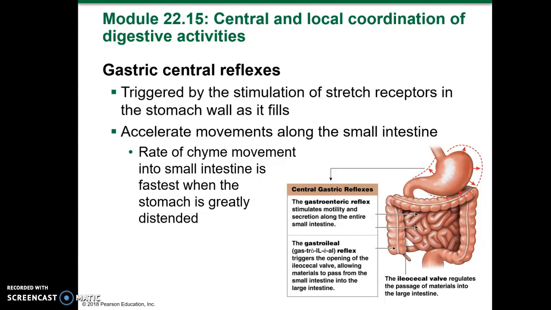There are gastric central reflexes that are triggered by the stimulation of the stretch receptors in the stomach wall when it fills. This accelerates the movements along the small intestine. The rate of chyme movement into the small intestine is fastest when the stomach is greatly distended.